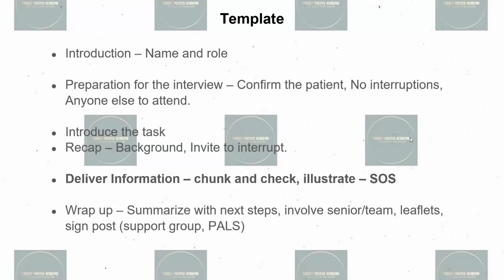NHS has leaflets for almost all the conditions, so you can offer leaflets in most diseases. So you talked about next steps, involved the team members, and you're giving an information leaflet for them to read later. It is also essential that you signpost. For example, if it is a chronic condition like leukemia, anorexia nervosa, or any behavioral problems, where you know that they have a support group, you should signpost them towards the support group.